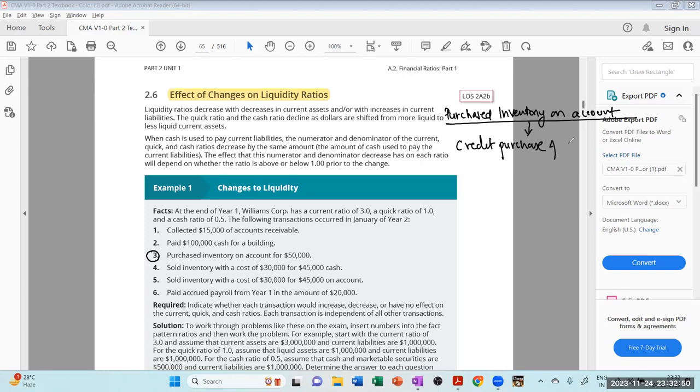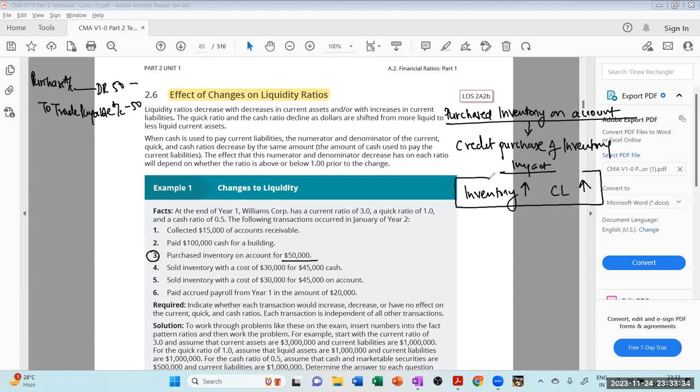Now hold on and agree with my statement. This is a credit purchase of inventory. Pass the journal entry, Indian style, class 11. Sir, the entry will be purchase account debit to trade payables. Perfect. No doubt about it. And how much? 50,000. So can I say that the impact of this is inventory has increased and current liabilities have increased?